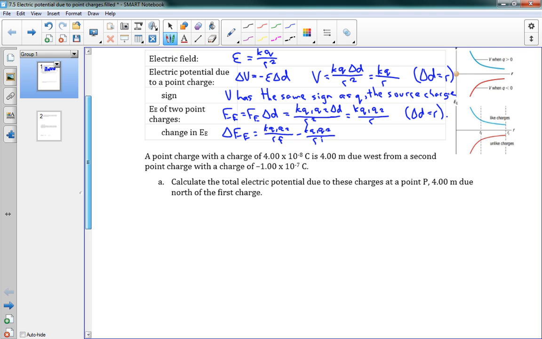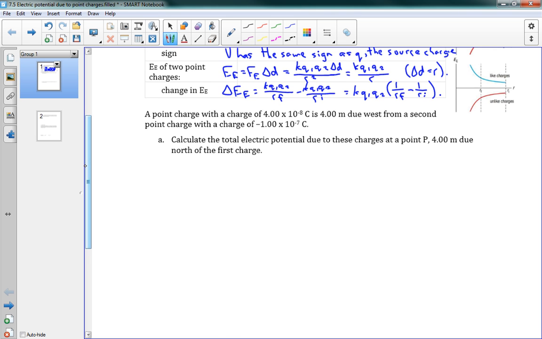Okay, and that is basically our equation. We can simplify that a bit to say it's equal to K Q1 Q2 times 1 over RF minus 1 over Ri. Okay, and so those are all the equations we're working with here. They're all derived from equations we've seen already.